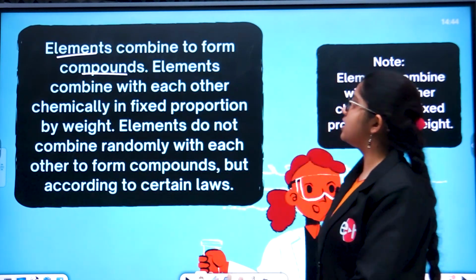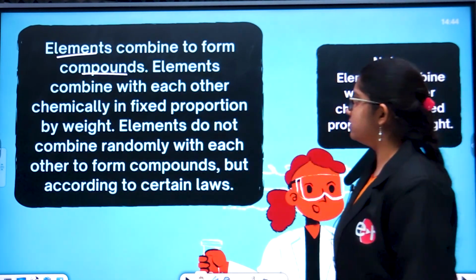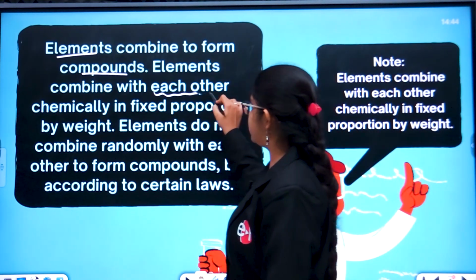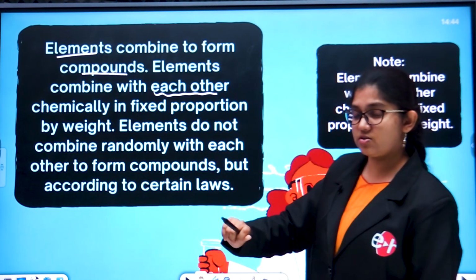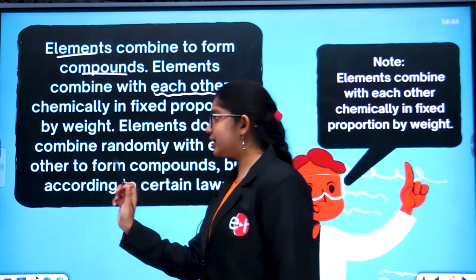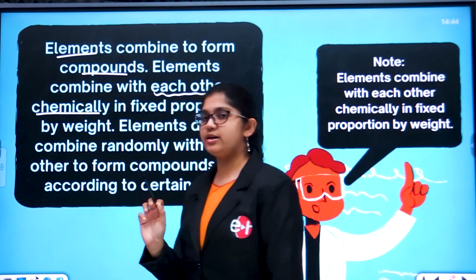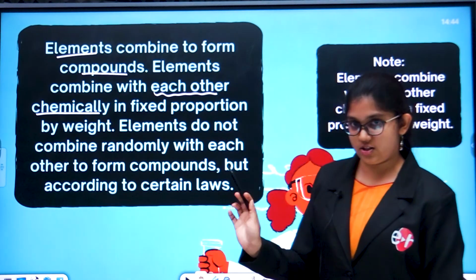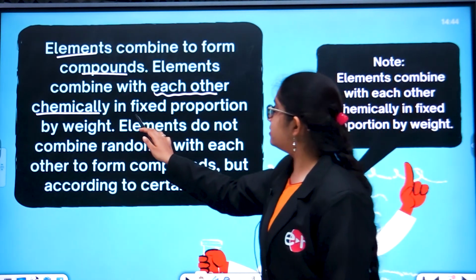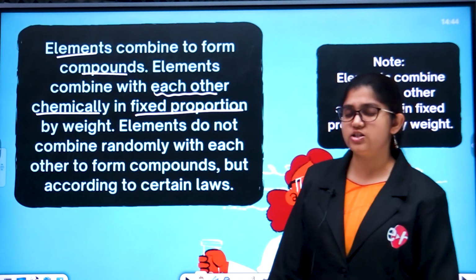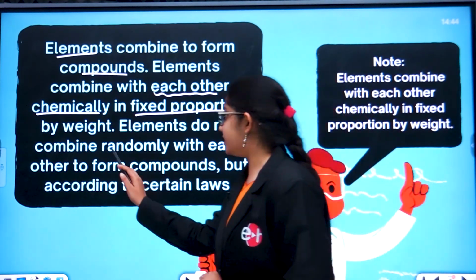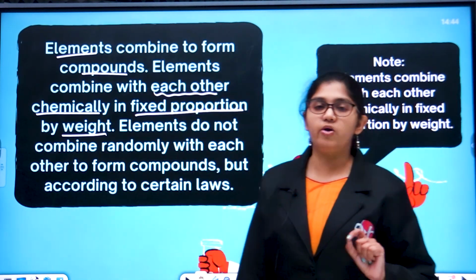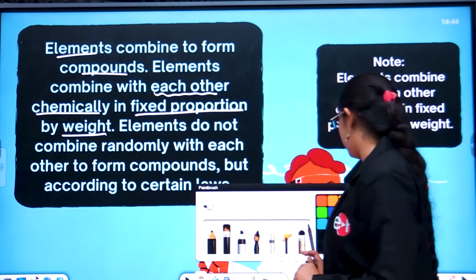Okay, next, elements combine with each other. How do elements combine with each other, children? Through which process only? Only through chemical process. So through the chemical process, elements will combine with each other and in fixed proportion by weight. It's a very important point to be noted. The main points we need in each chapter, this one. I'll put the star mark over here.